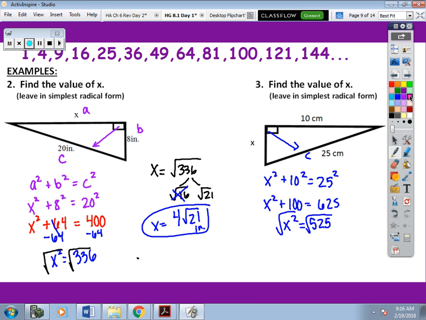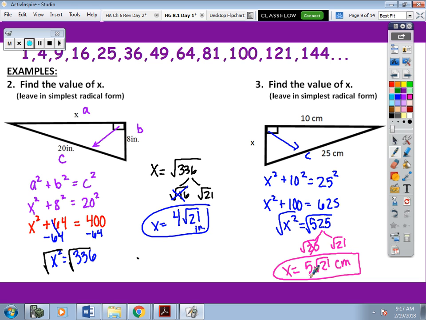Lauren? I got x equals 5 root 21. So you broke it into 25 and 21 first. Yeah. Perfect. And then 5 root 21, and that would be centimeters. Again, you want to pick the largest perfect square that goes in evenly. Take the square root of that perfect square. It comes outside of the square root.